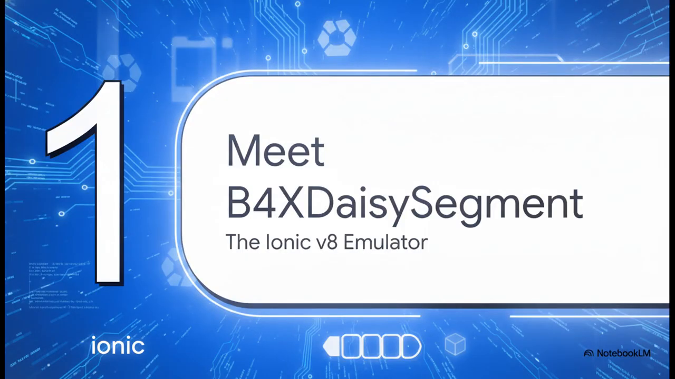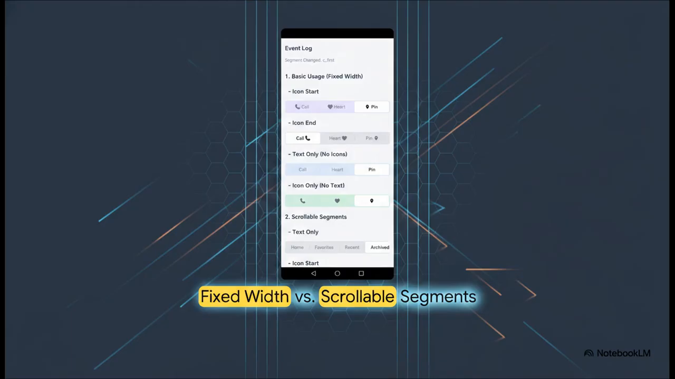Meet the B4XDaisy segment, the Ionic version 8 emulator. Right out of the gate, we get an immediate visual upgrade. Notice how cleanly the basic layout handles both text and icons. With standard fixed-width segments displaying combinations of both, notice how perfectly balanced the spacing is when you combine a phone icon with the word call, or a heart icon with the word heart. It's super slick because the component dynamically measures the text and icon widths behind the scenes to keep everything perfectly centered and legible. No manual math required.